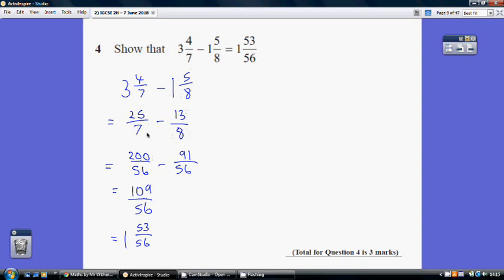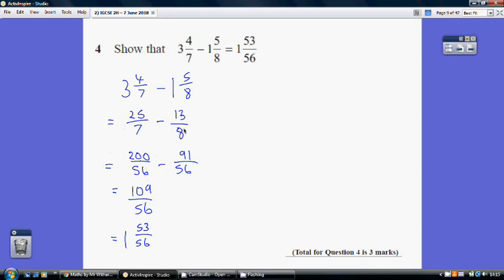So 7 and 8 both go into 56, so let's make our common denominator 56. So we need to find the equivalent fraction of 25 over 7. That is how many over 56? Well, 7 times 8 gives us the 56. So to leave the fraction unchanged, we've also got to multiply the 25 by 8. 25 times 8 is 200. So 200 over 56 is the same as 25 over 7.